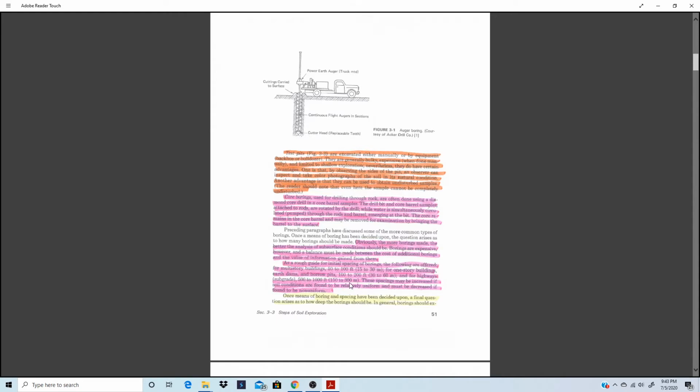And the spacings may be increased if you found out the soil conditions were uniform. So in other words, if you keep getting the same conditions, then you may be able to increase it, but then also it may have to be decreased if it's found to be non-uniform. So once the means of boring and spacing have been decided, then the final question comes up: how deep do you want to go? How deep do we want to go for a building or a highway or a strip footing?